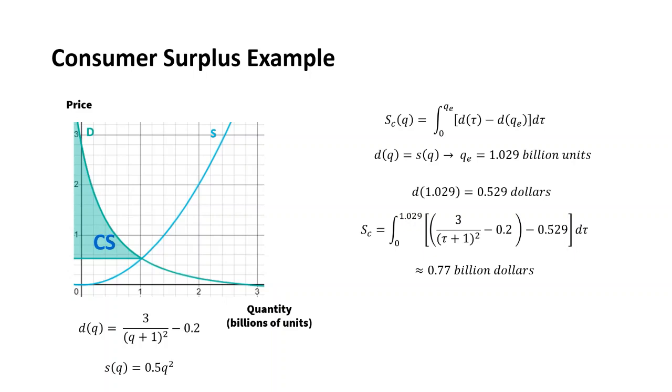Evaluating the demand curve at the equilibrium quantity, we get a price of $0.529 billion. Plugging these values into the formula we determined on the previous slide, we get a consumer surplus of $0.77 billion.